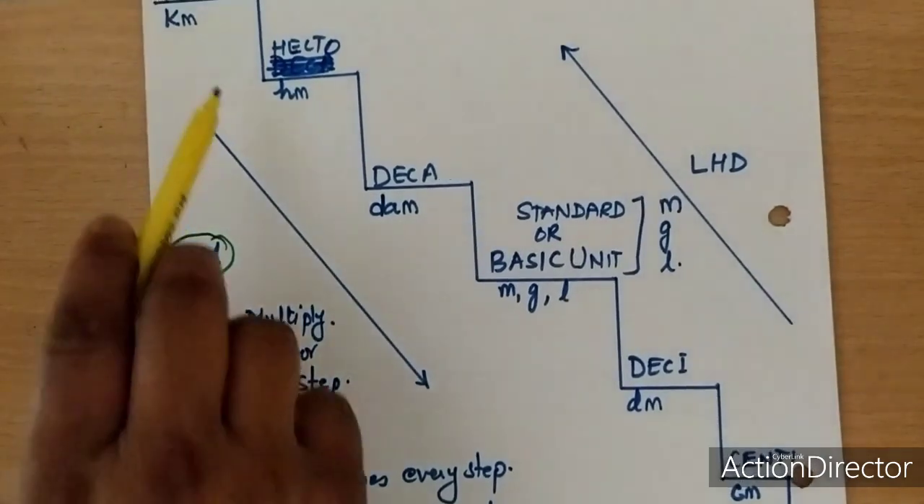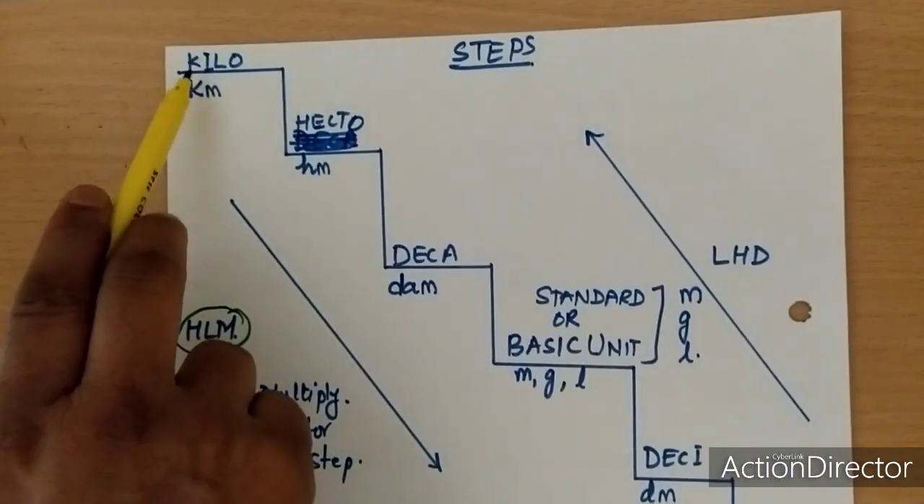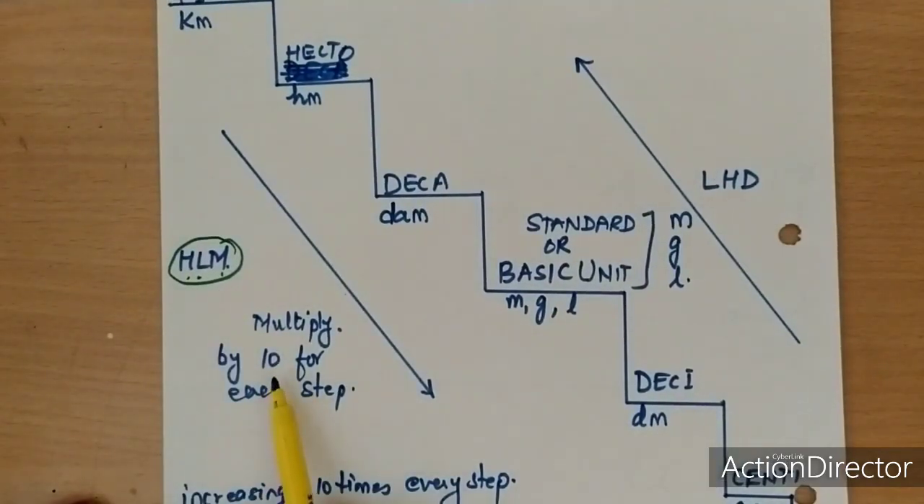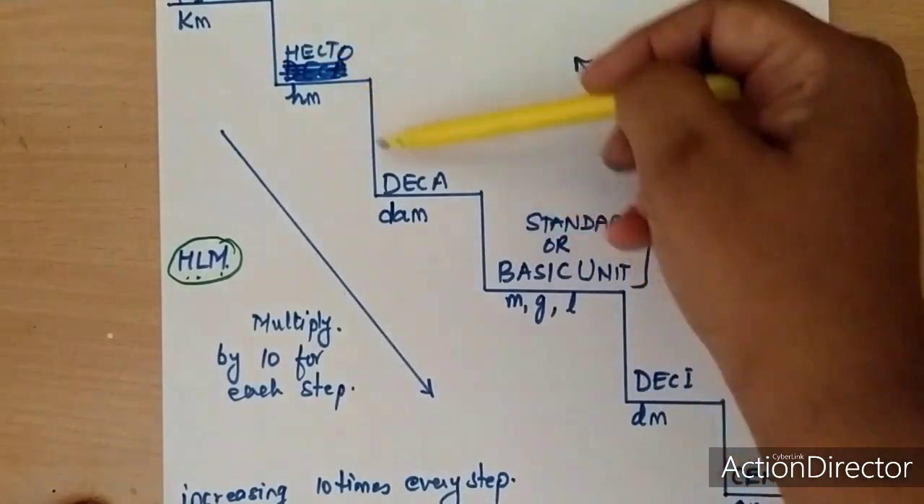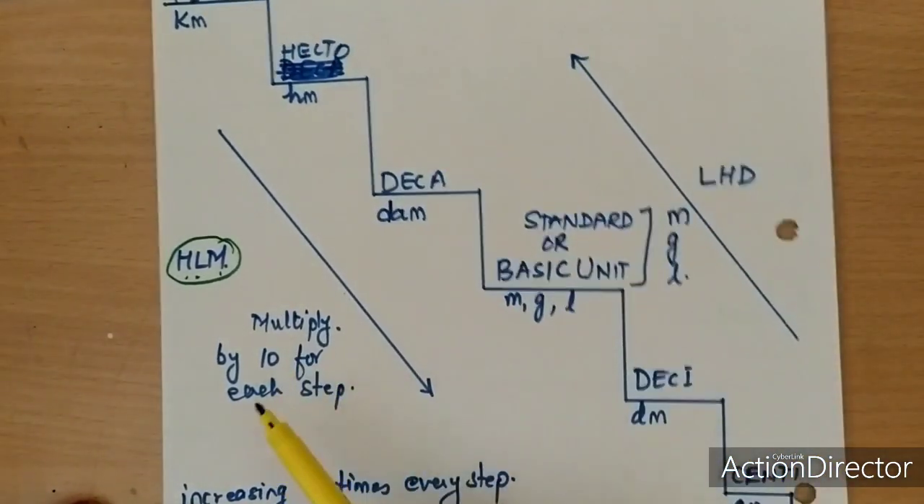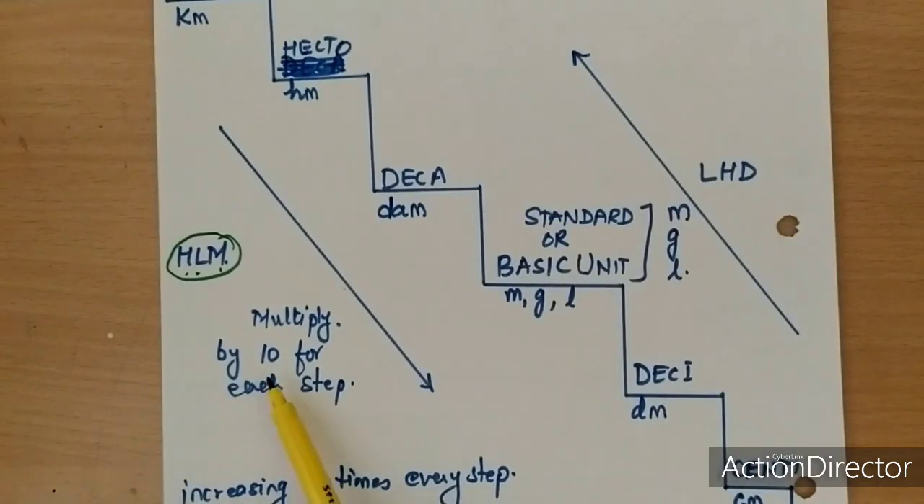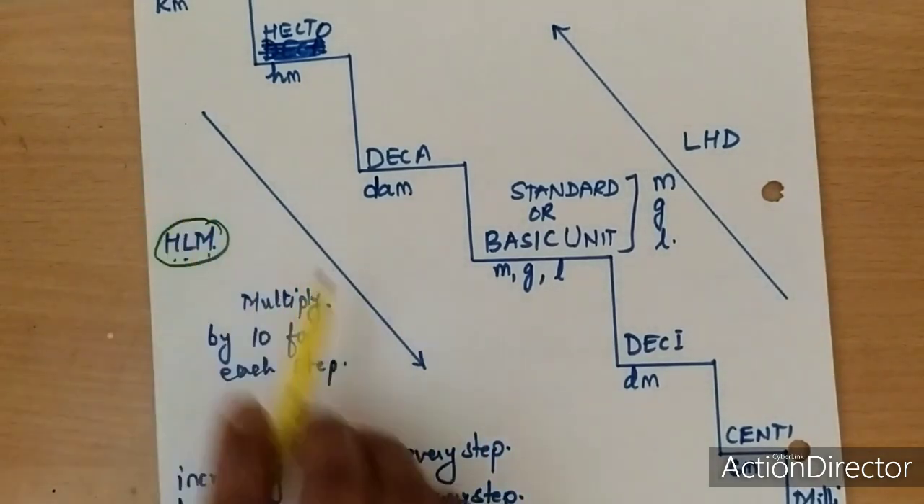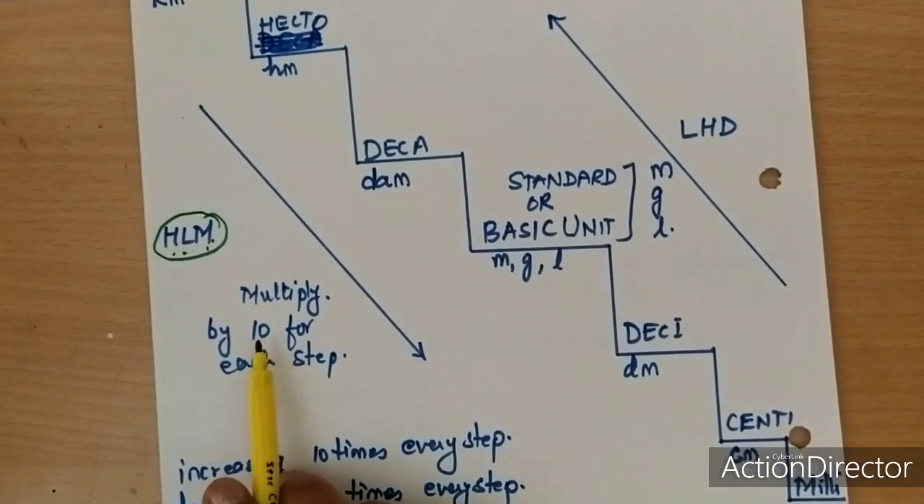So it means when you are going to change any unit from higher to lower, you have to multiply by 10. You just count how many steps you are going down. That many times you have to multiply by 10. Because every step increases by 10 times and decreases by 1 by 10 times. So when you multiply, remember always you have to take 10, then one more 10, one more 10. It depends upon the number of steps.